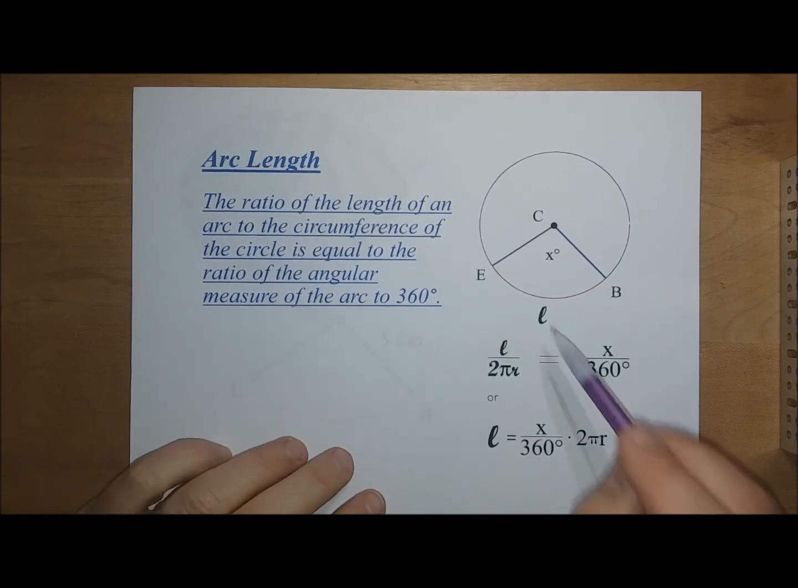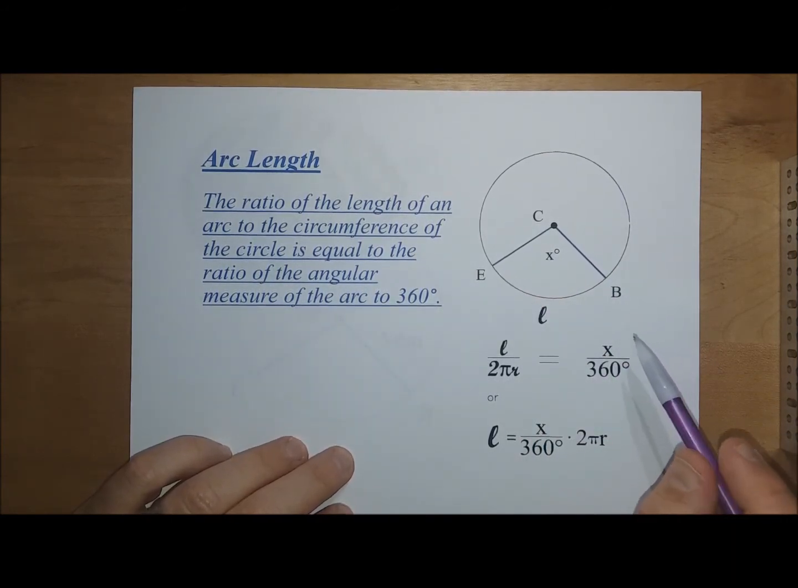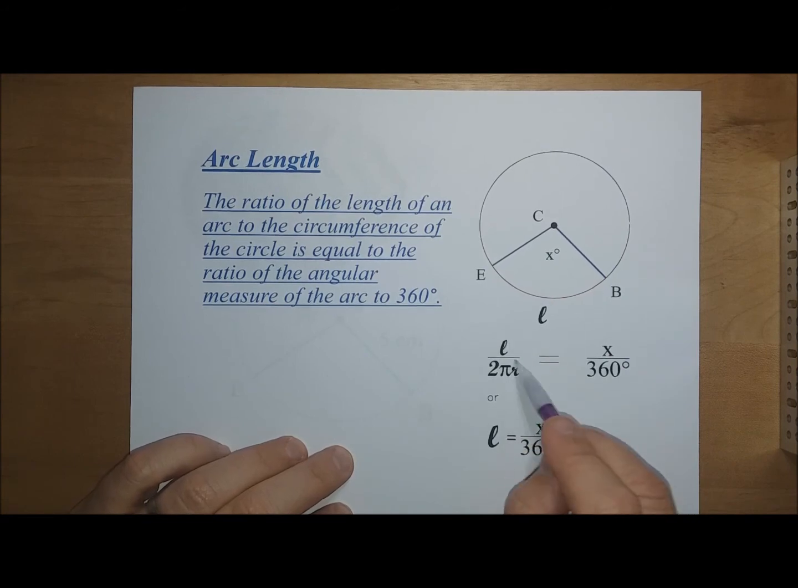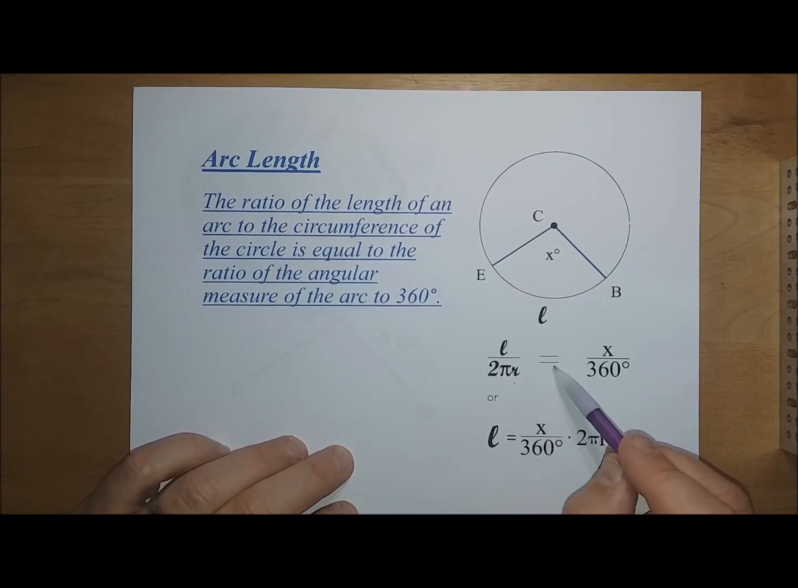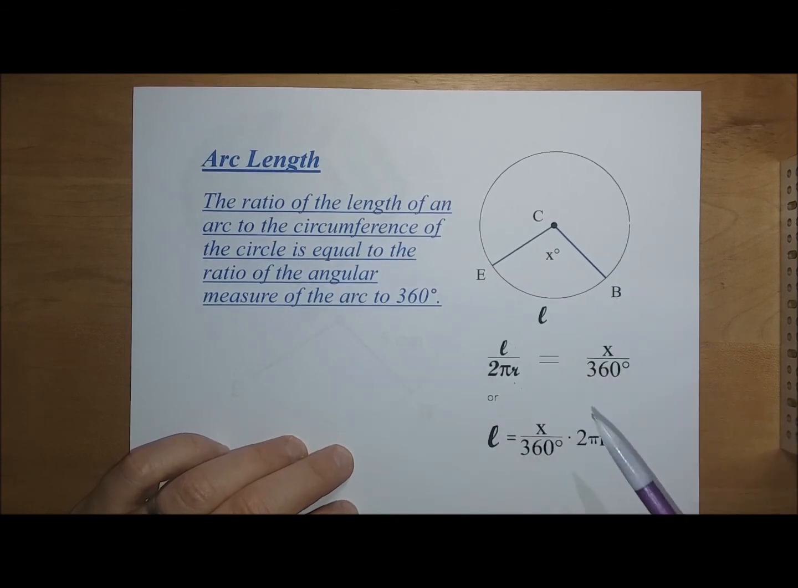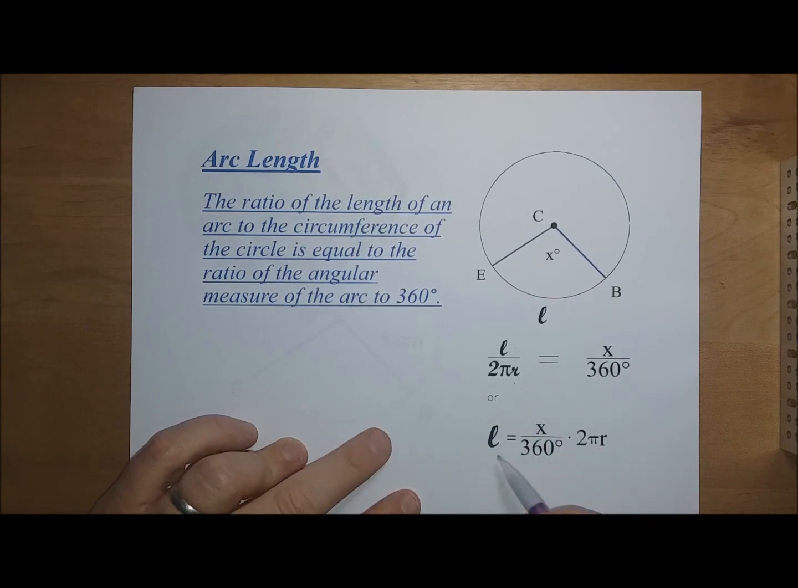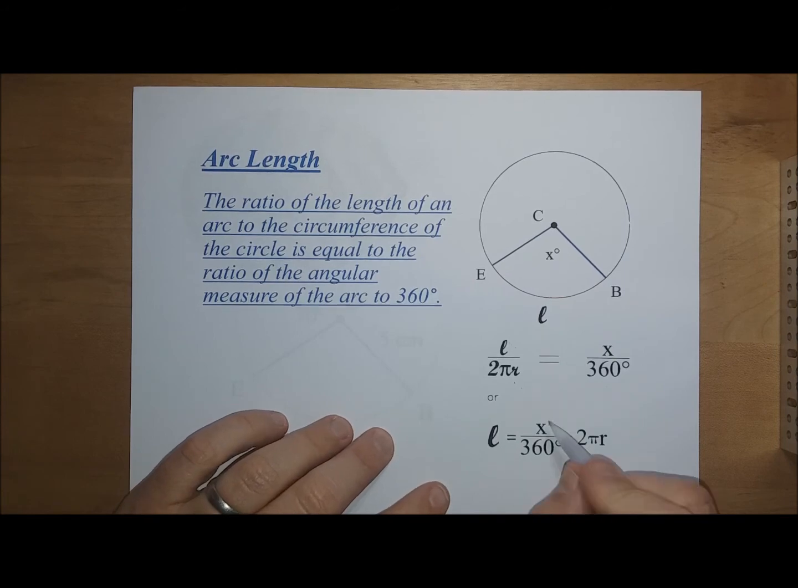This should make sense. L, the length of this arc, is a portion of a circumference. It is a part of a circumference, part to the whole. So the ratio of L over 2 pi r, your circumference, should equal this part to its whole. This is x degrees out of a total of 360 degrees. So we can figure out that if we solve for L, the length of any given arc is going to be x degrees over 360 times 2 pi r.